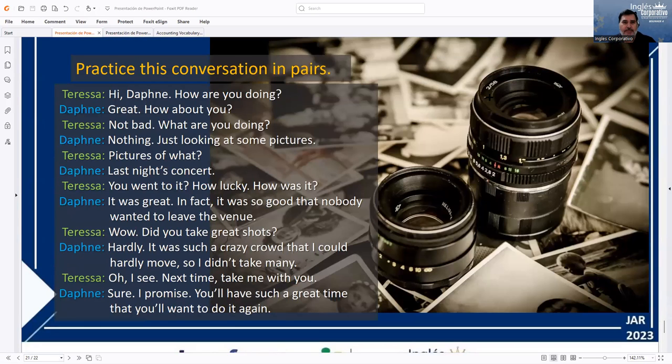Practice this conversation in pairs. Hi, Daphne. How are you doing? Great. How about you? Not bad. What are you doing? Nothing. I'm just looking at some pictures. Pictures of what? Last night's concert. You went to it? How lucky. How was it? It was great. In fact, it was so good that nobody wanted to leave the venue. Wow. Did you take great shots? Hardly. It was such a crazy crowd that I could hardly move. So I didn't take many. Oh, I see. Next time, take me with you. Sure, I promise. We'll have such a great time that you'll want to do it again.